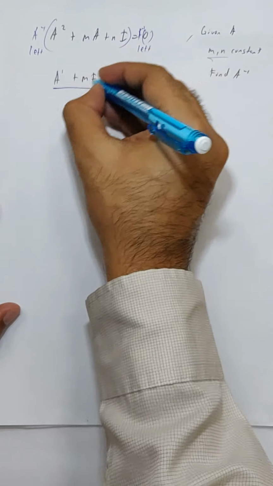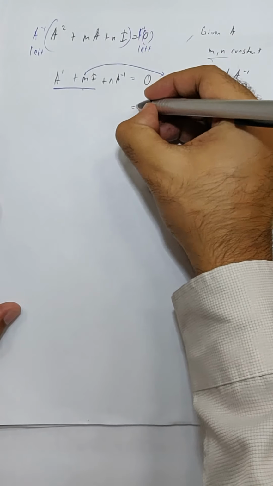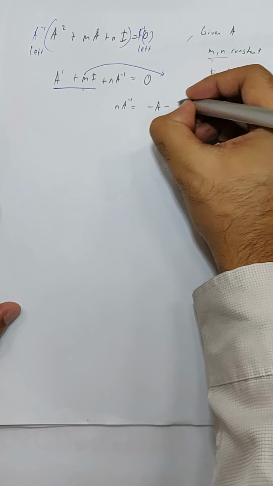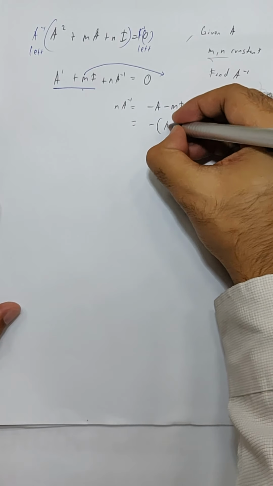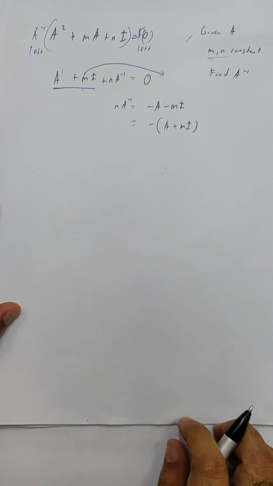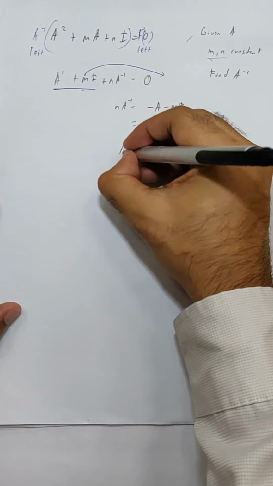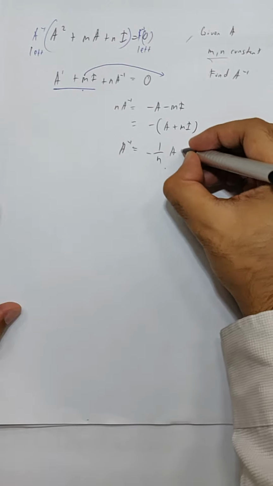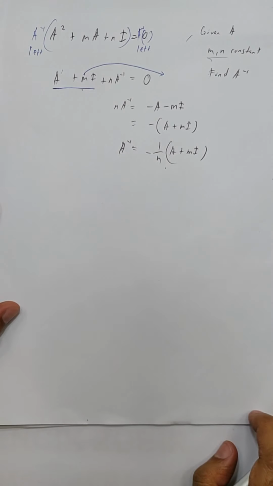Firstly, these two, bring it to the right. And A inverse, you can say minus A minus MI, or you can use this way, negative A plus MI. It depends. But I just want A inverse. I don't want the N. What should I do? Divide A inverse 1 over N negative A plus MI. Are you okay?